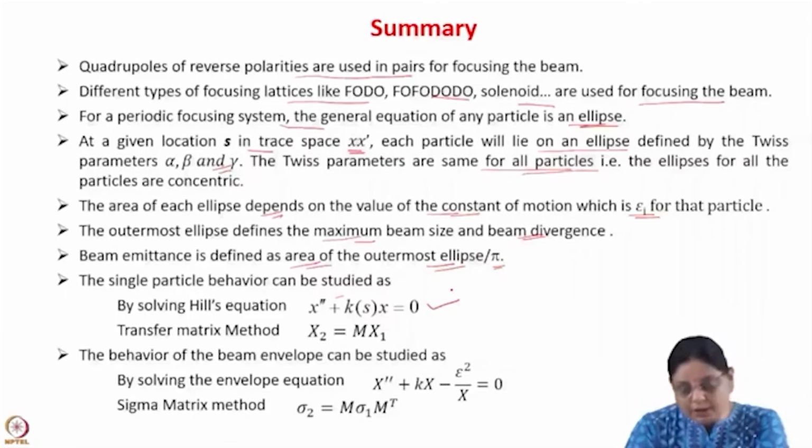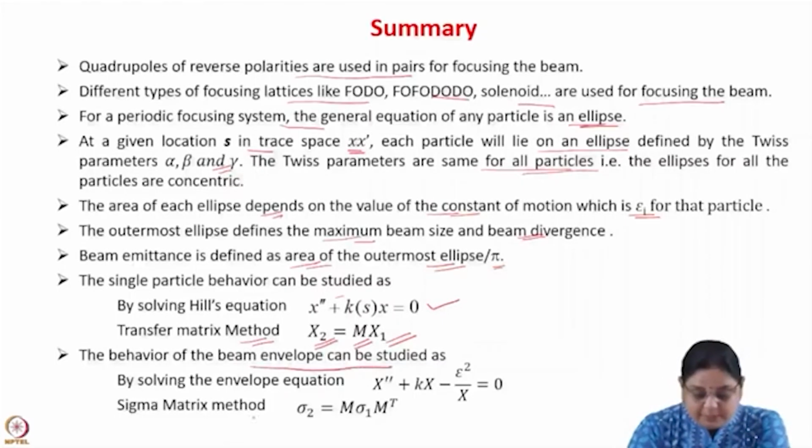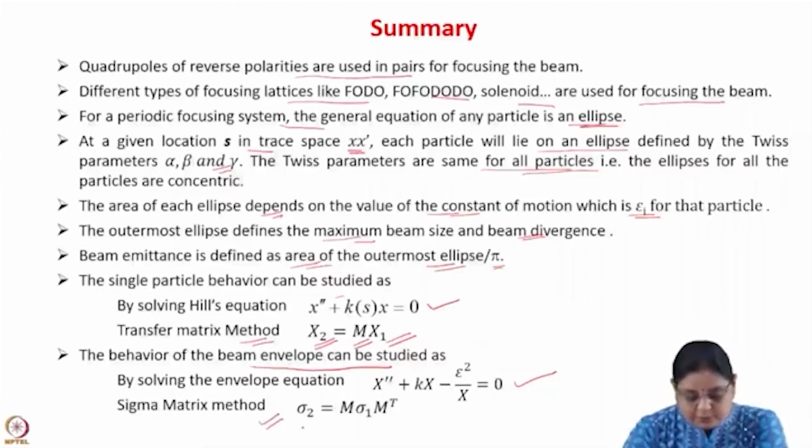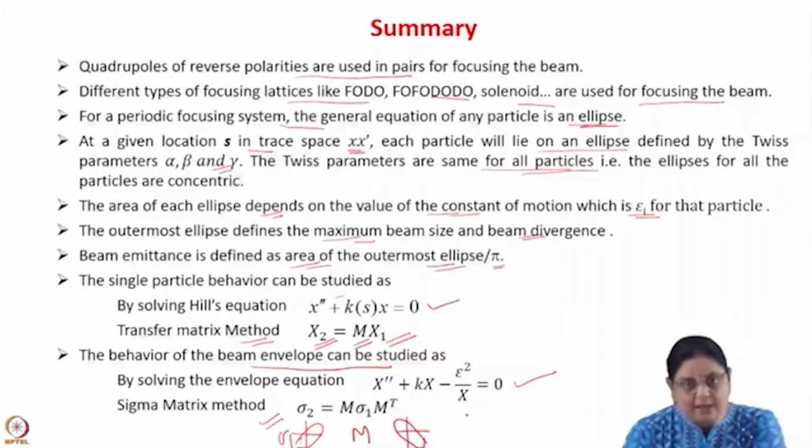Now single particle behavior can be studied either by solving Hill's equation. If you know the value of k, you can write the equation of motion, solve it and find out the trajectory of the single particle. Alternatively, you can do it by the transfer matrix method if the forces are linear. If you know the initial coordinates and the transfer matrix, you can find out the final coordinates of the particle. The behavior of the beam envelope can be studied by solving the envelope equation, which is the differential equation for the envelope, and by using the sigma matrix method. If you know the beam ellipse at one location, you can find out the beam ellipse at the other location if you know sigma 1 and the transfer matrix.